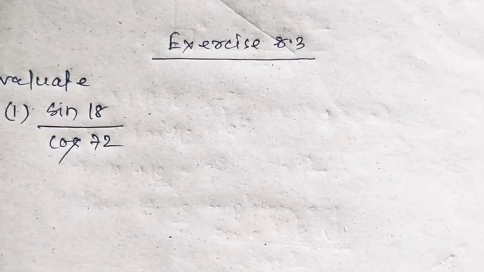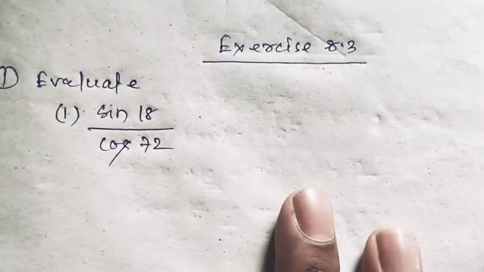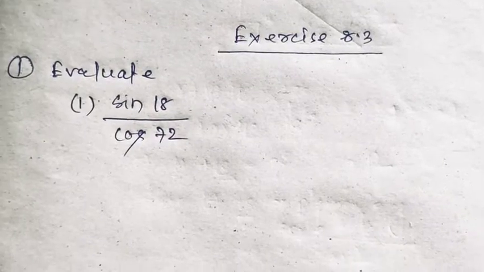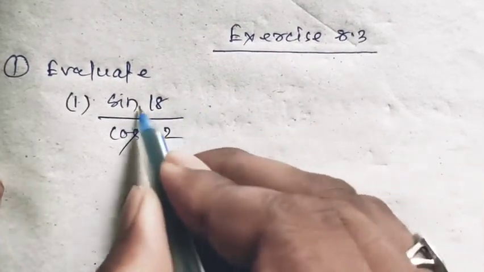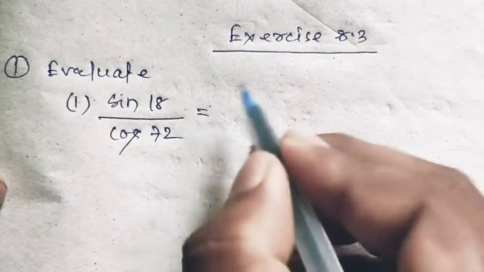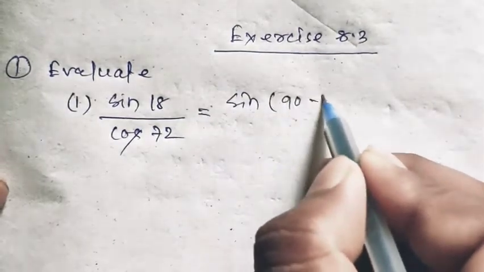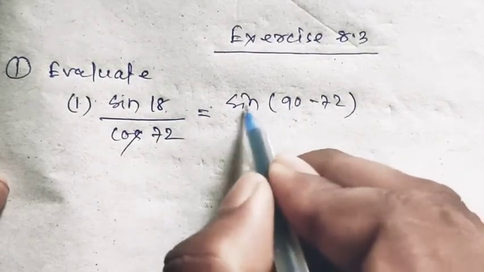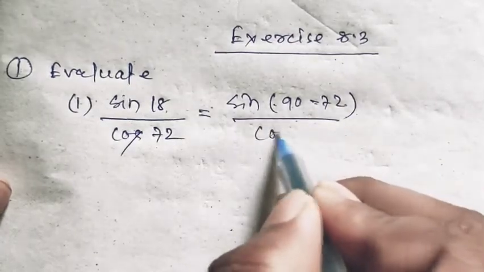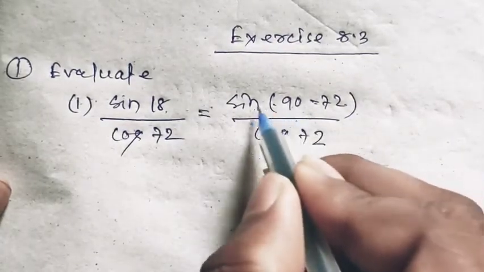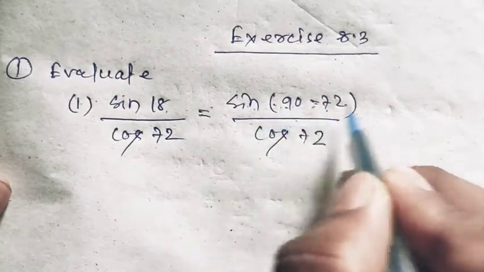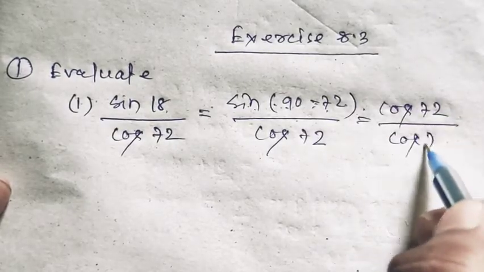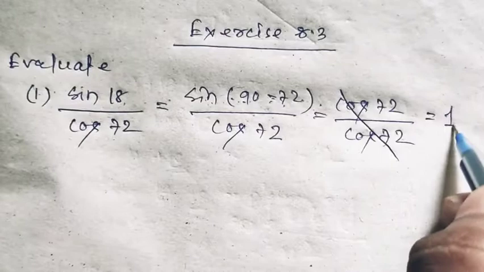So here is exercise 8.3 and the first question is evaluate sin 18 divided by cos 72. Okay, we will solve this. Here sin 18, I can write it as sin(90 minus 72), because when 72 is subtracted from 90 it will be 18. So sin(90 minus 72) divided by cos 72. We know that sin(90 minus theta), or sin(90 minus 72), is equal to cos 72, divided by cos 72. This will cancel and the answer will be 1.